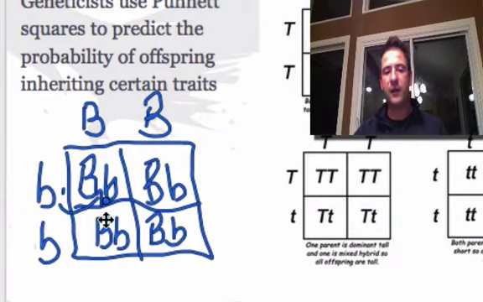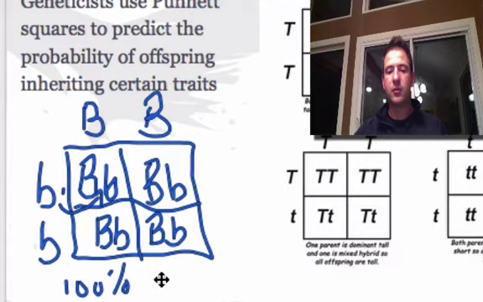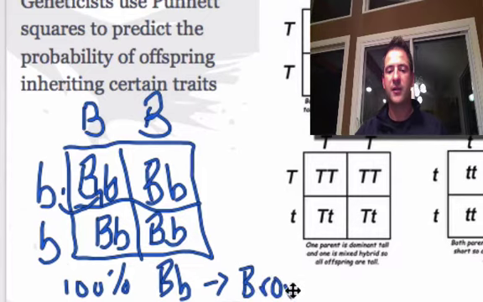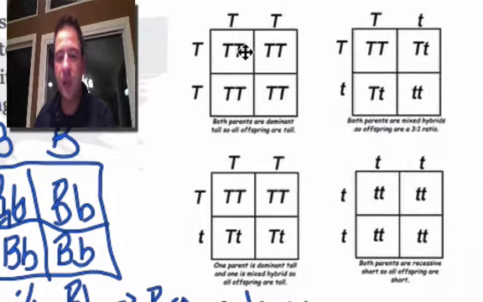And now what I have is 100% Bb, which means that it's heterozygous. So if there's a dominant allele within this genotype, what does that mean? Well, it means the chance is 100% brown hair.